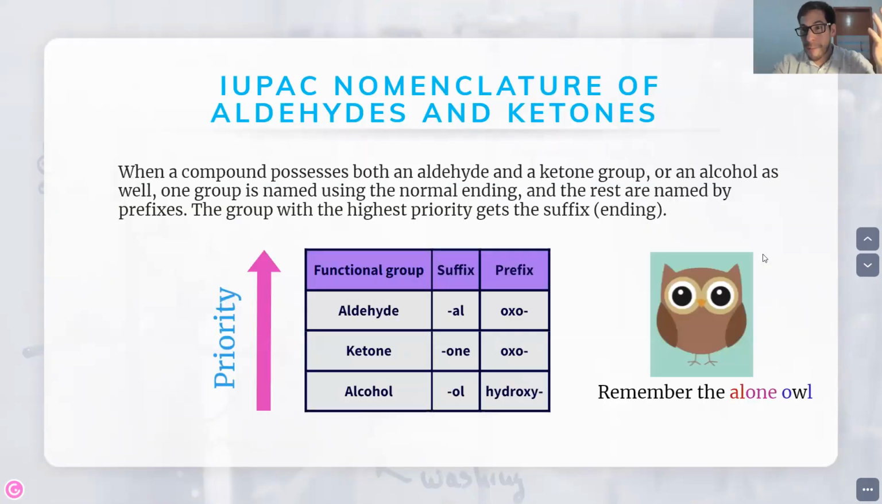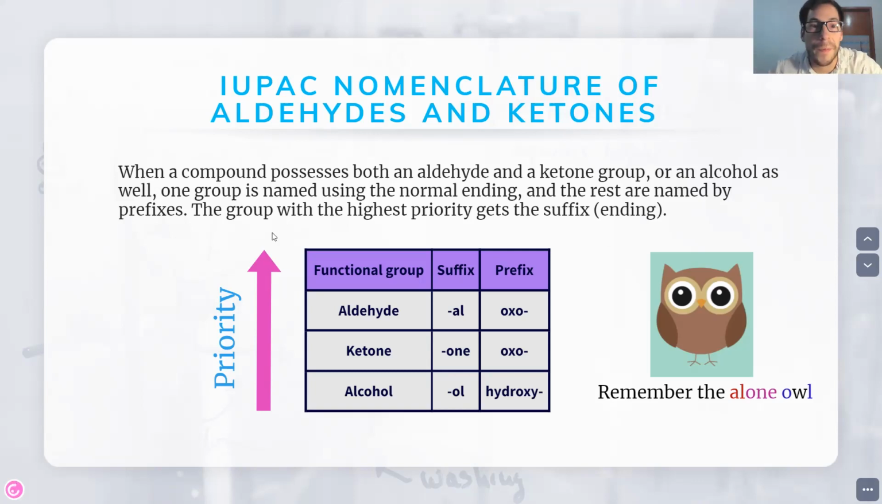So what if we have a more complex case? What if the molecule has aldehyde groups and ketone groups and alcohol groups in the same molecule? So we need to apply a different criterion. The idea is to identify the functional group with the highest priority, okay? When we identify that, we use the suffix or the ending of that functional group in the name. And the other groups will be like substituents, and we will use the prefix.